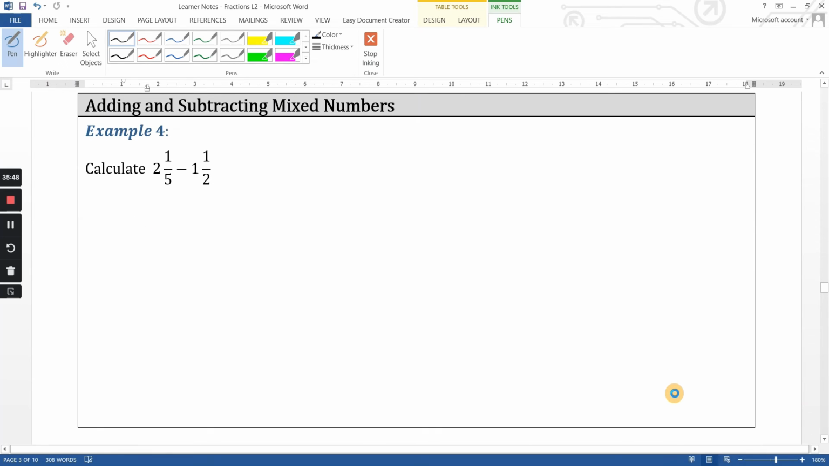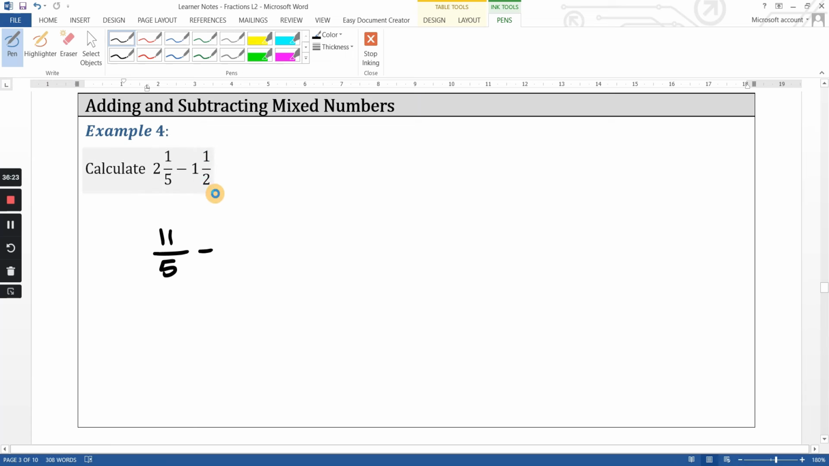Right, let's move on to next example, how to add and subtract mixed numbers. And I know a couple of people like to do these a few ways. Me personally, I like to change them both to improper fractions first. So you remember how we did change from a mixed number to an improper fraction before? I'm going to do exactly the same. So you multiply these two together, add the numerator. So 2 times 5 is 10, plus the 1 is 11 over 5.